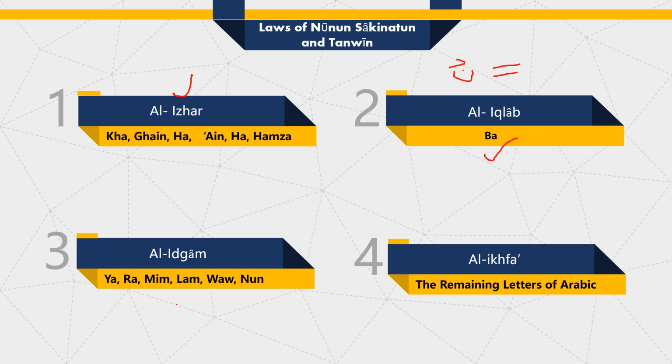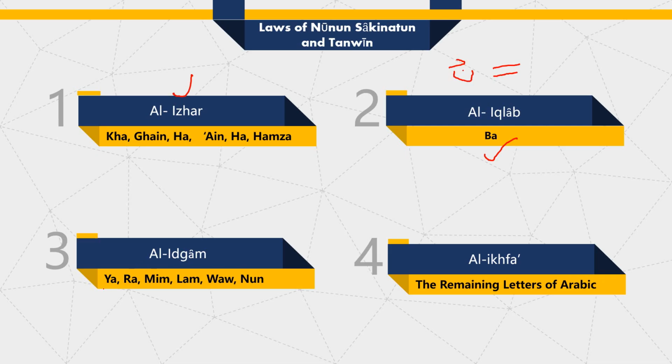Then we also have idgham. Idgham is applied once these letters follow nun sakin or tanwin: ya, ra, mim, lam, waw, and nun. Meanwhile, in Yasarnal Quran too, most of these idgham have been taken care of, particularly the one that has to do with idgham bighunna, that is the ghunna kamil. Those that are left for us to take care of are idgham bighayri ghunna, otherwise known as idgham naqis.